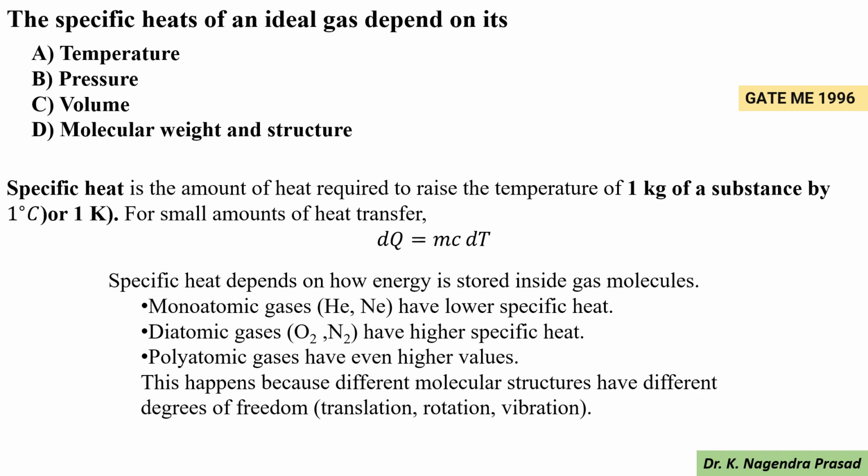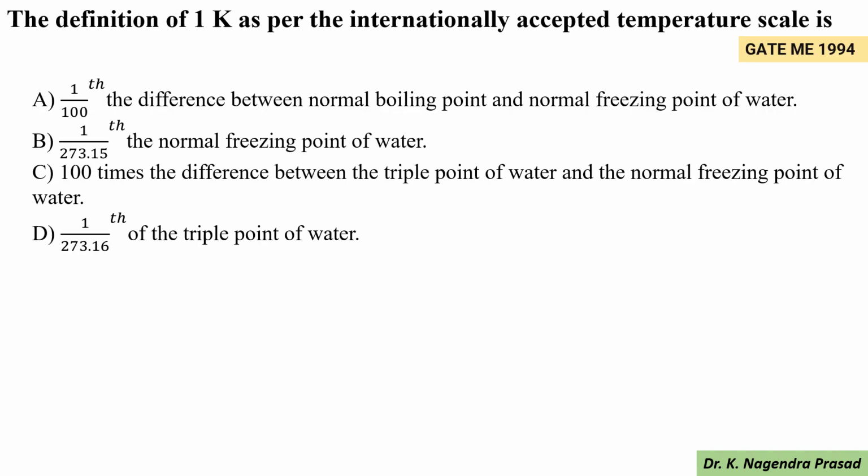This happens because different molecular structures have different degrees of freedom. So in this regard, option D is the correct answer. Specific heat of an ideal gas depends on its molecular weight and structure. So let's see the next question.